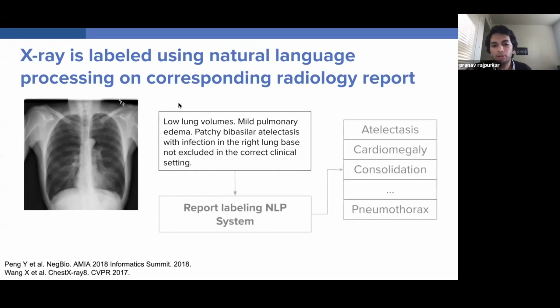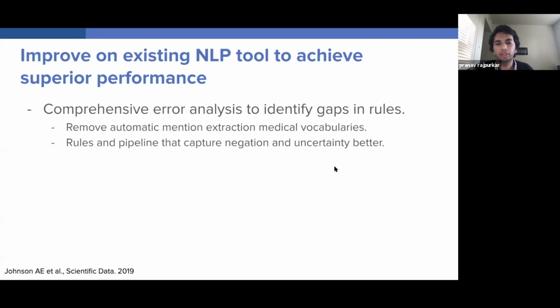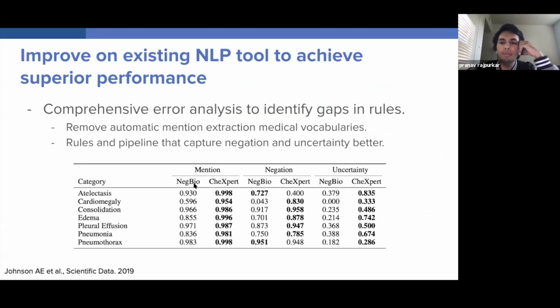And then what we do is apply a report labeling natural language processing system that says, this report contains atelectasis, it doesn't contain cardiomegaly, it doesn't contain edema, and so on and so forth. And we looked at the existing natural language processing tool that was there, and we just looked into where it was making errors and improved upon it.